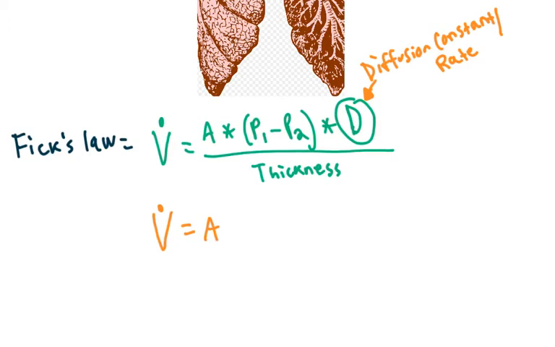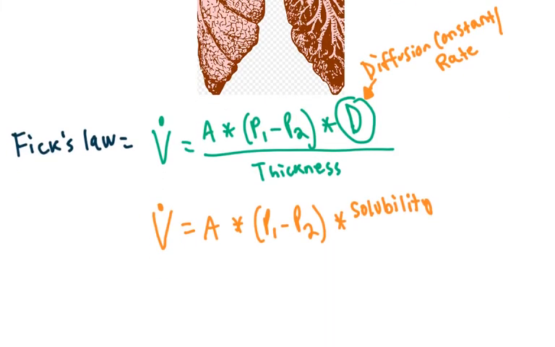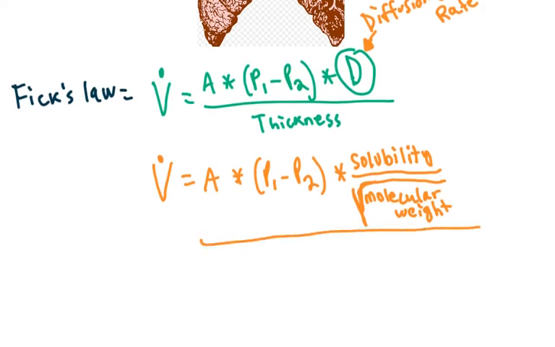So this is going to be the cross-sectional area times the change in the concentration or pressure, the difference from one place to another. And we can substitute this equation in terms of the solubility of whatever particles we're talking about, over the square root of the molecular weight of those individual particles. And then we divide all of this by thickness.